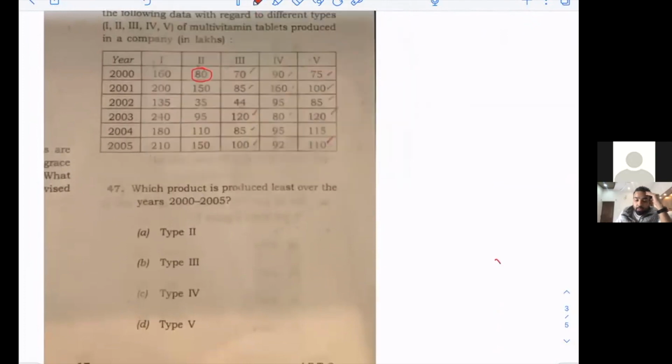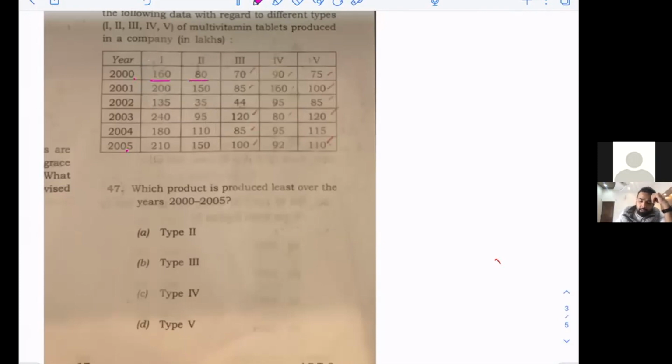ये 2001 में फर्स्ट टाइप की टेबलेट कितनी प्रोड्यूस थी, ये 2000 में सेकेंड टाइप की टेबलेट कितनी प्रोड्यूस थी, ये 2000 में थर्ड टाइप की टेबलेट कितनी प्रोड्यूस थी. दैट्स व्हाट इट सेज. और अगर हम इन सबको देखें, ये टेबलेट 2 फ्रॉम 2000 टू 2005 है. तो ये एडिशन पे होएगा, हमें दोनों साइड्स का एडिशन करना और कुछ नहीं करना. सो लेट्स ऐड इट अप.